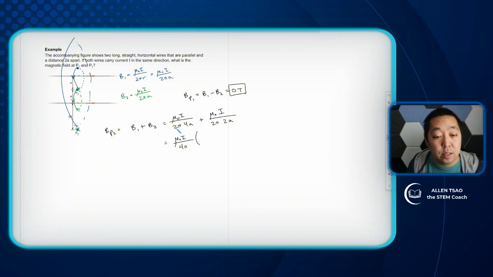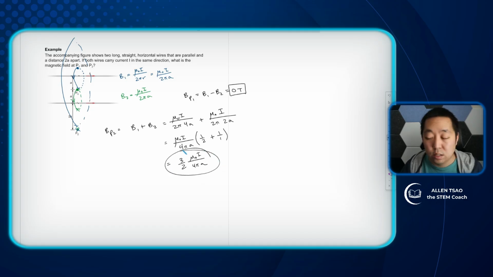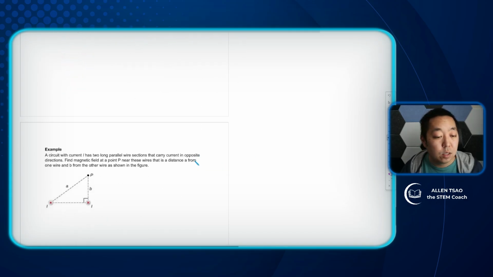And then here you'll have 1 over 4 pi A, you'll have 1/2. Yeah, because that'll be 8. And then this will be 1 over 1. So it's going to be 3/2 mu naught I over 4 pi A. However you want to simplify it is fine. Just like that. Let's do another example.